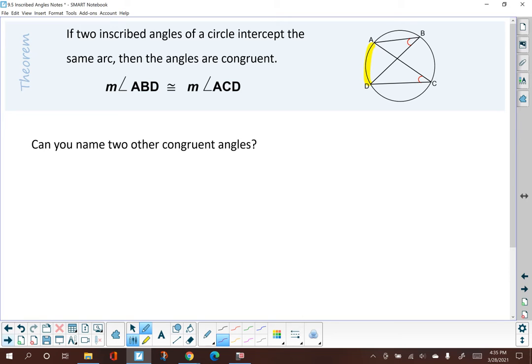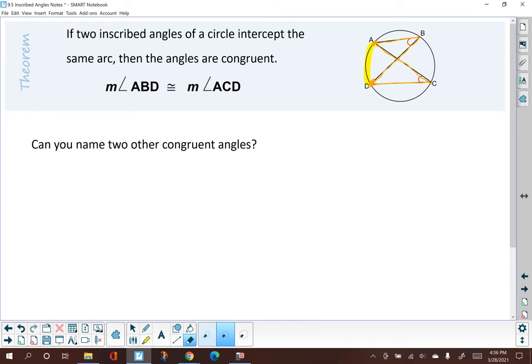Here's our next theorem. If two inscribed angles of a circle intercept the same arc, then the angles are congruent. So we have two angles on this diagram, and they both have endpoints A and D. You can see this one is over here, and the other one is over here, but they both end at A and D. Those two angles have to be the same, and they're marked with those markings.